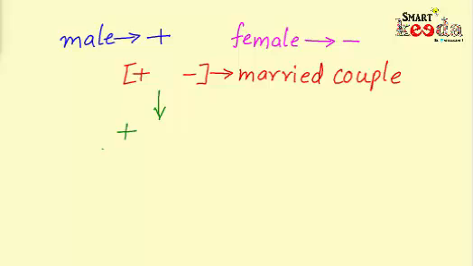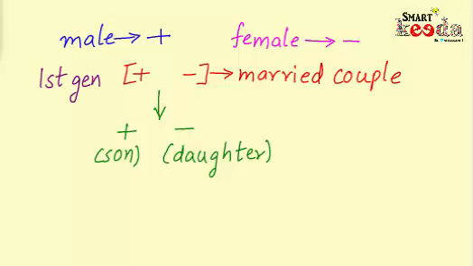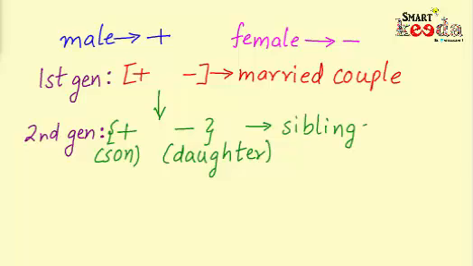If we take plus sign, then the tree shows that a married couple plus and minus has a son plus. And if we put a minus sign beside this plus sign, it will show that the married couple has a daughter as well. We can write married couple as first generation and their offspring as second generation, and we will denote this second generation with a curly bracket which will represent the siblings.